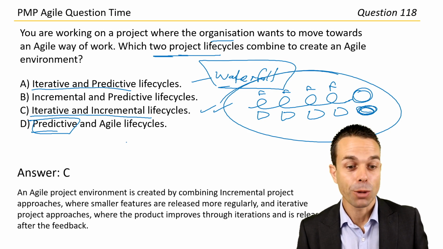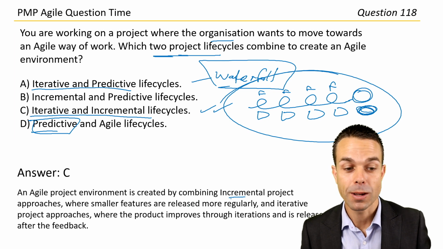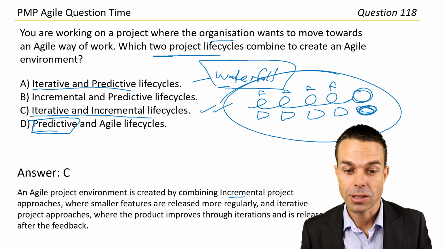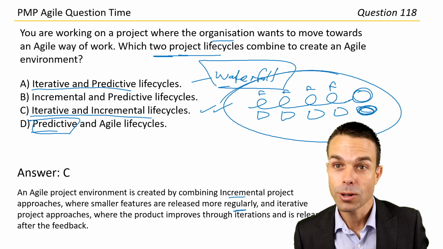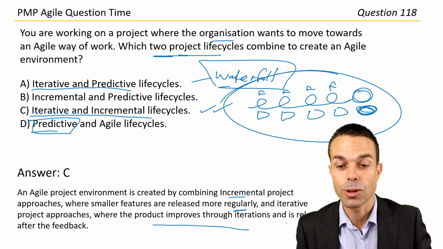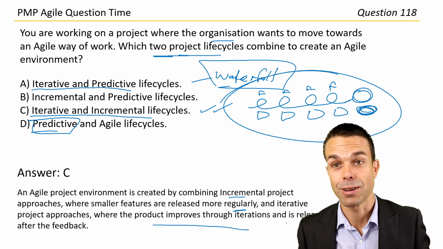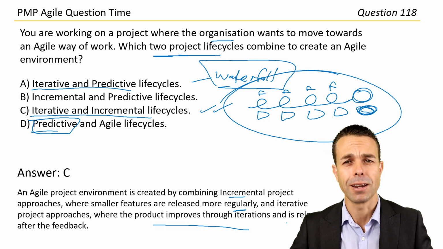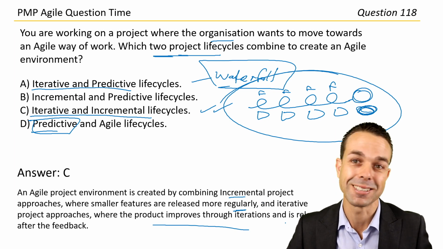Answer C. An agile project environment is created by combining incremental, where smaller features are released more regularly, and iterative, where the product improves through iterations and is released after the feedback. That was a really great way to start and a good definition of agile. Let's get into the next question.